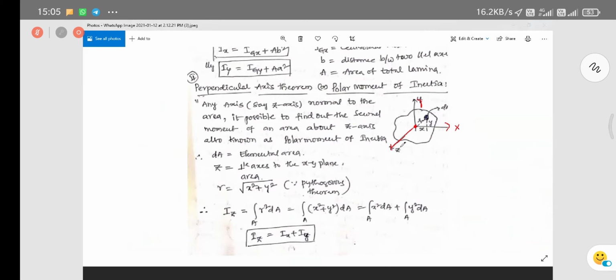So what does this z-axis mean? This z-axis is the perpendicular axis we have assumed for these two mutually perpendicular axes. So x and y are two mutually perpendicular axes. Here, r is the distance from your z-axis to your xy plane. So that is the r.